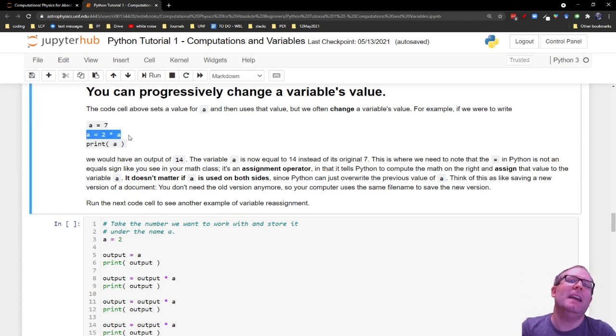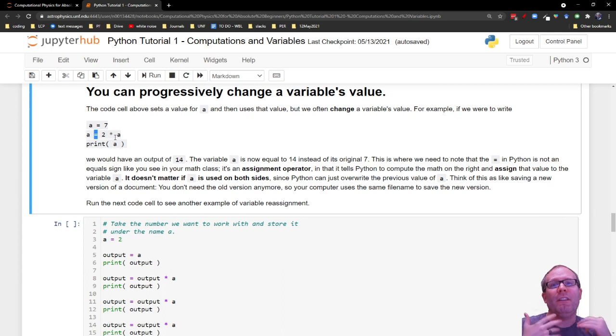Now, if you're just coming out of a math class, that looks like mathematical heresy because you look at that and you say, how can a equal 2a? Oh, a must equal 0. That's the only number it works with. No, a equals 7. Well, how does a equal 7 and a equal 0? That's because this equal sign, remember, is not an equality. It's not saying a equals 2a. It's an assignment. It says, take the thing on the right, calculate it, get me a number, and store that number in a. Store that value in a.